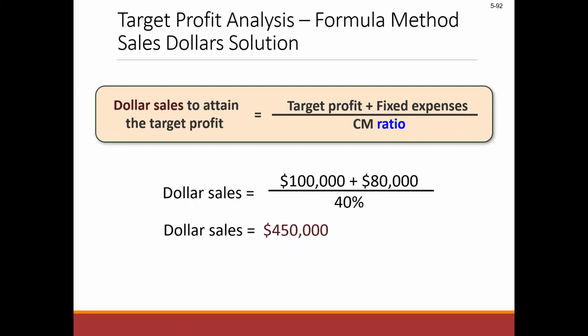Again, we can take dollar sales to attain the profit by taking our target profit of 100 plus our fixed, dividing that by our contribution margin ratio.